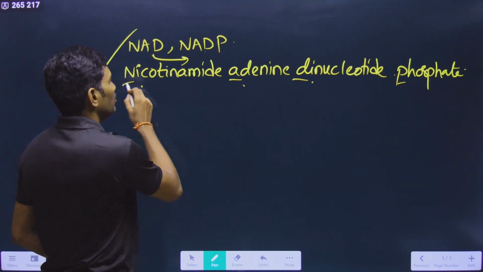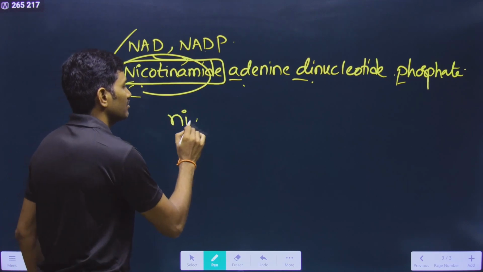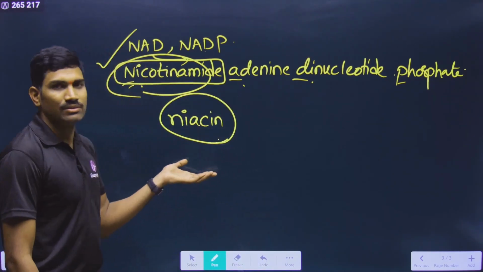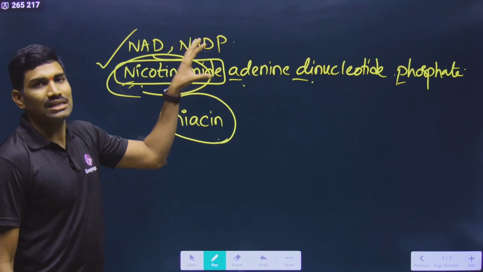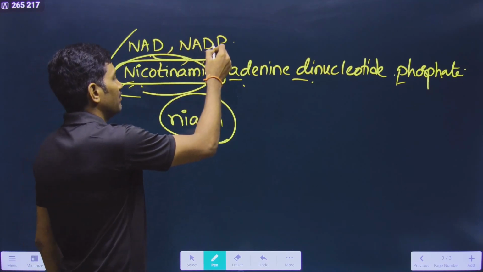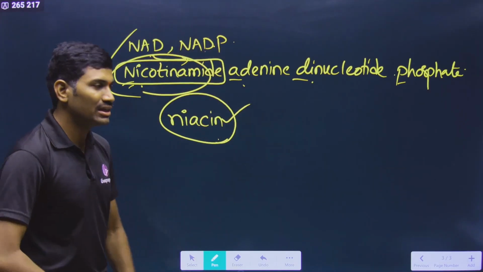And from where are they produced? Nicotinamide, nicotinic acid. Nicotinic acid is nothing but niacin. This is a vitamin B complex vitamin. So generally these coenzymes are produced from vitamins. NAD and NADP are produced from the vitamin called niacin, also called nicotinic acid.